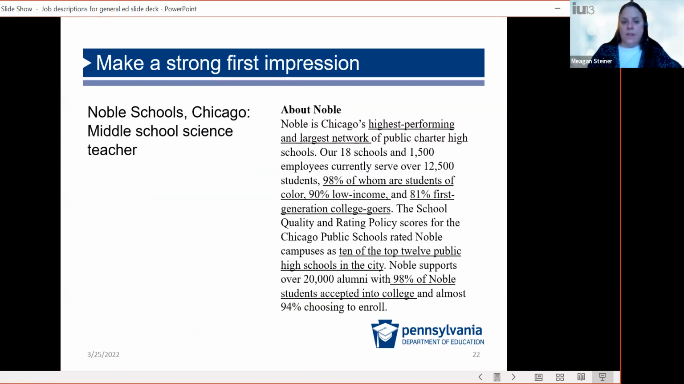Also, in terms of an example of making a strong first impression, you may have seen the link to the job position from the Noble Schools Network in Chicago. This is again showing us successes of the school network, who the students are, outcomes for their students, the percentage who are accepted into college and so forth.